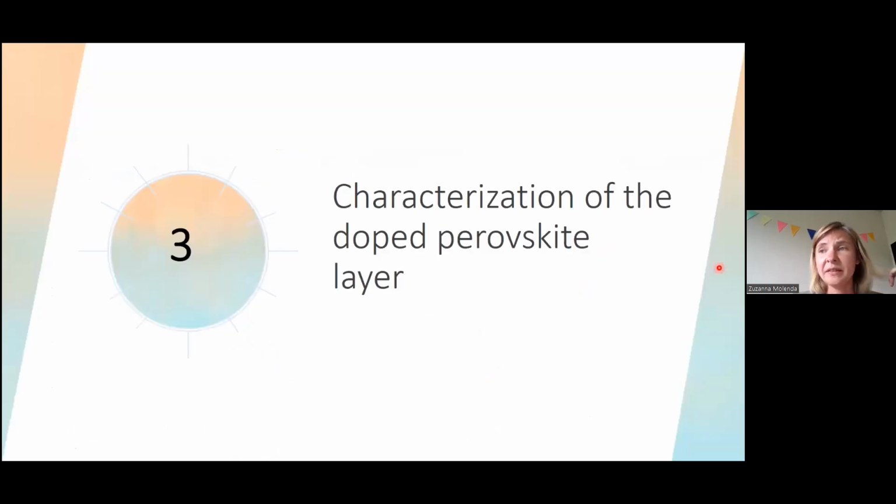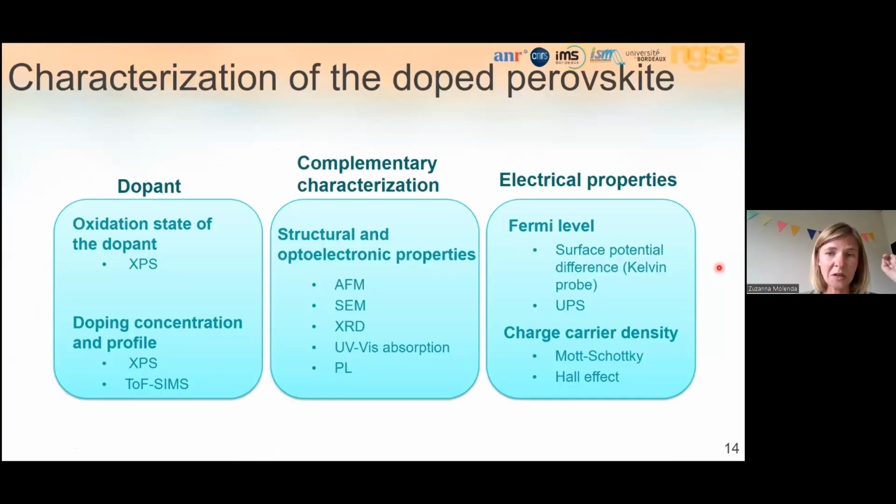So once I knew the right dopant and the right method for doping, here comes the time to characterize the layer and to answer some questions. So the first question was the valency of the dopant. And for this, typically we use XPS. Other dopant characterization that I did was the atomic profile using also XPS etched with argon clusters and ToF-SIMS. I performed some complementary characterization that includes the investigation of the topology of the sample, crystal structure, so XRD. Also, I made UV-vis absorption spectra and photoluminescence. And as last, I made the investigations of the electrical properties, such as surface potential difference, UPS, and also charge carrier density using Mott-Schottky and Hall effect.